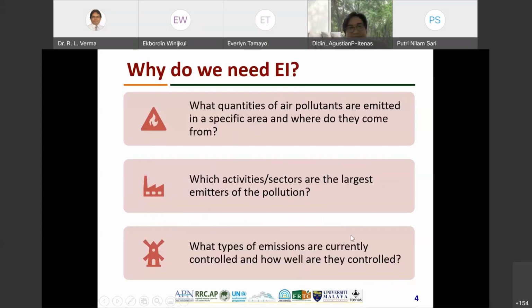Okay. So why do we need emission inventory? Often the policymakers may have these questions. The first one is, what quantities of air pollutants are emitted in a specific area, and where do they come from? The second question may be which activities or sectors are the largest emitters of pollution. So we talk about the primary sources. And then, what type of emissions are currently controlled and how well are they controlled? This kind of questions can be relatively answered if we have good emission inventory data.